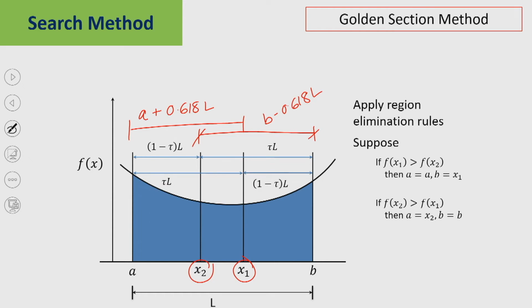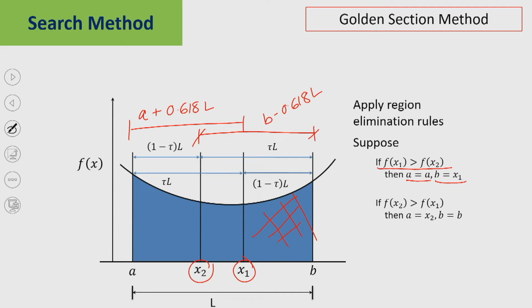In that case you compare the function values at x1 and x2. The first condition is if f of x1 is greater than f of x2. In that case, the region x1 to b will be eliminated. Therefore, a will not change, so a equals a, and b equals x1, because this particular region is eliminated.